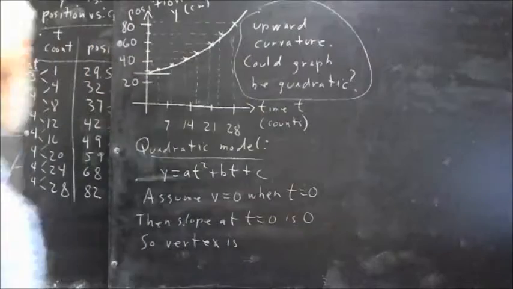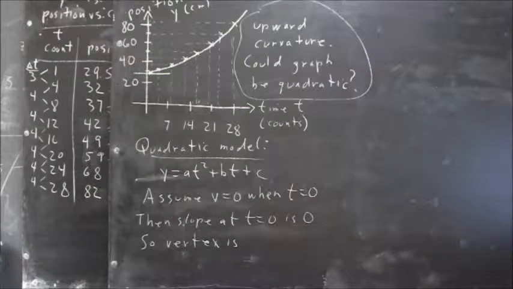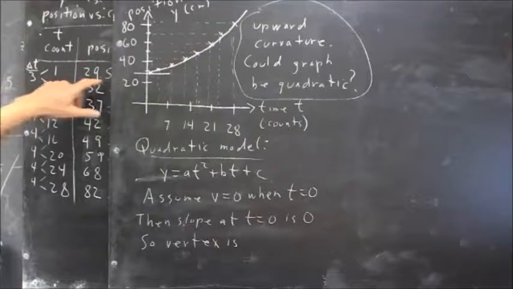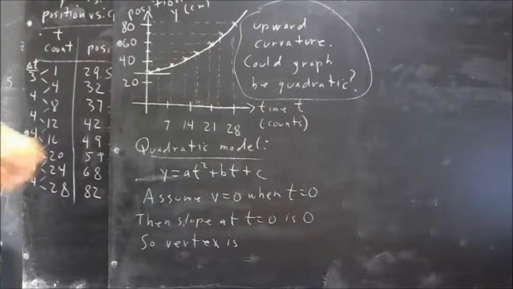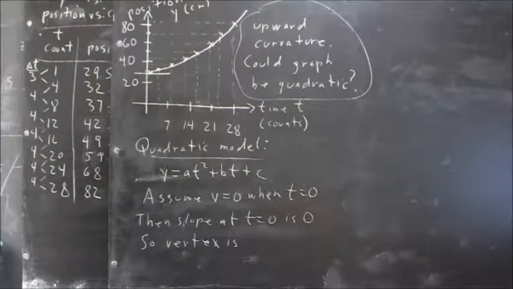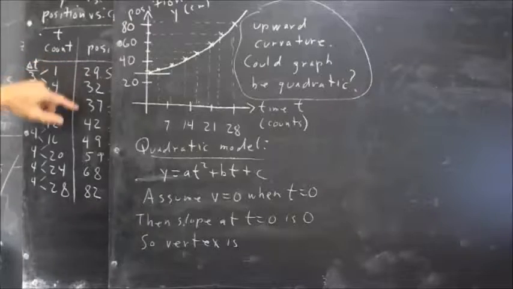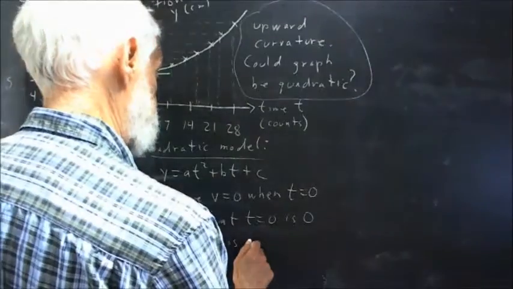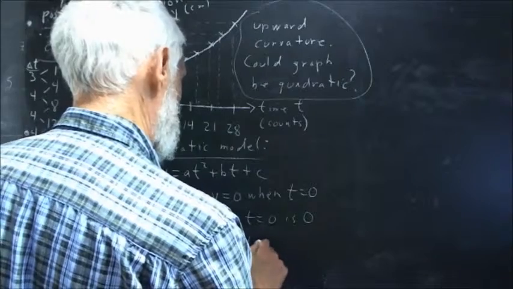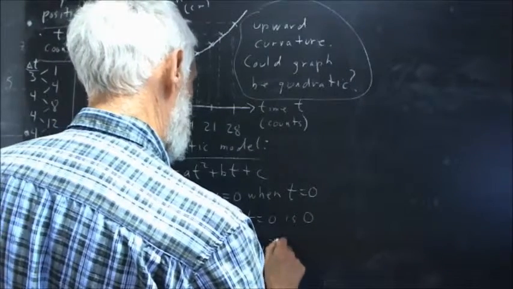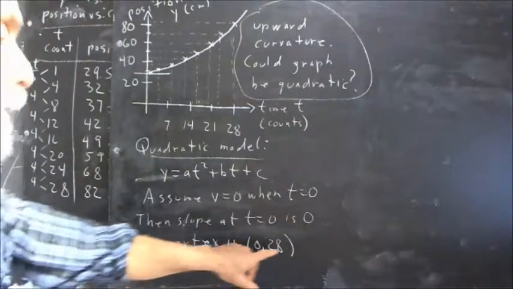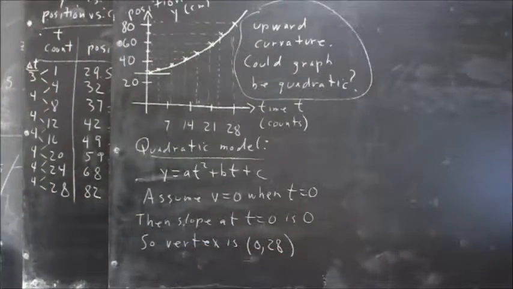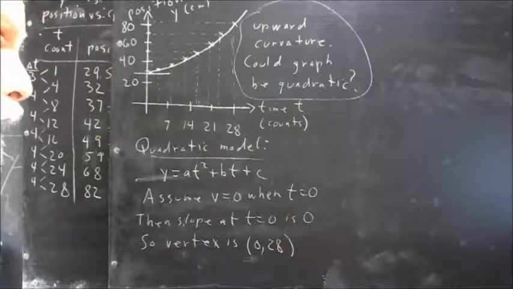So the vertex is the position. Now actually we got the position at t equals 1, so we might extrapolate backwards and assume that the vertex occurs at position, say, 28. That would be pretty consistent with this data. Or that is, 28 centimeters. So let's assume the vertex is at (0, 28).